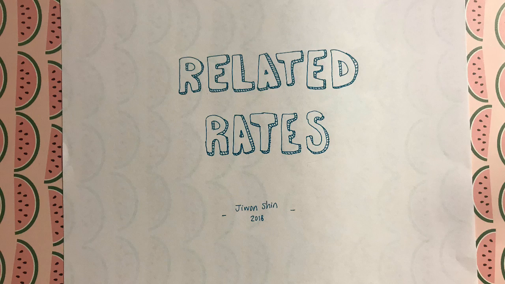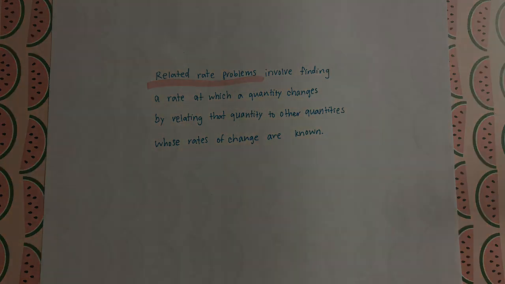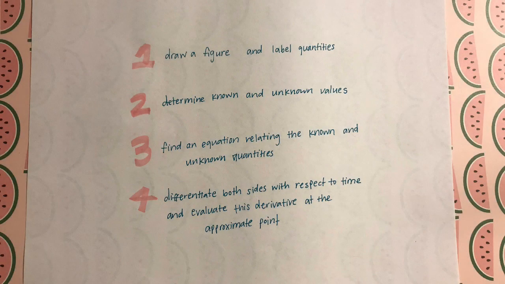Hey guys, today's topic is related rates. Related rates problems involve finding the rate at which a quantity changes by relating that quantity to other quantities whose rates of change are known. In other words, you're finding the value of a derivative using other variables that you are given in the word problem. I'll break down the steps that are useful for related rates problems.